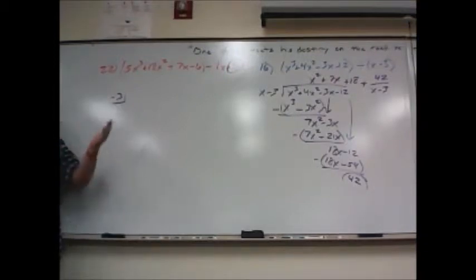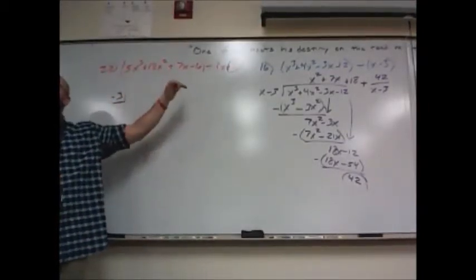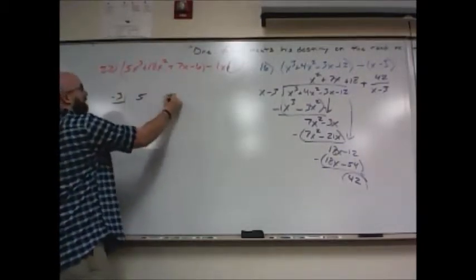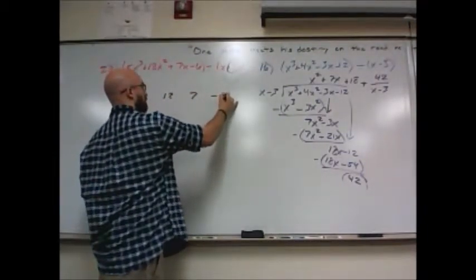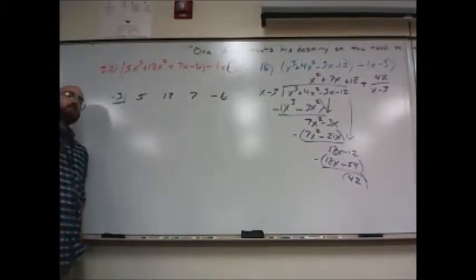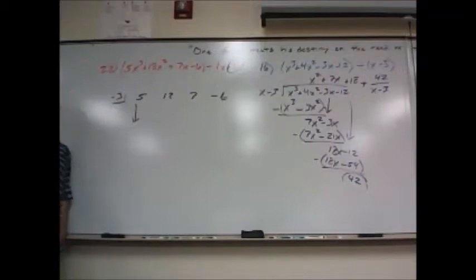So what do I do now? You bring down all of the values in front of your x's. We're going to call them coefficients. Bring down your coefficients: 5, 18, 7, and negative 6. A, B, C, D. Now what? Bring down. If you're taking notes and don't remember how to do synthetic division, we bring down the 5 every time. Our first number, we bring it down. On your notes, you may want to write that. Always drop down the first number.